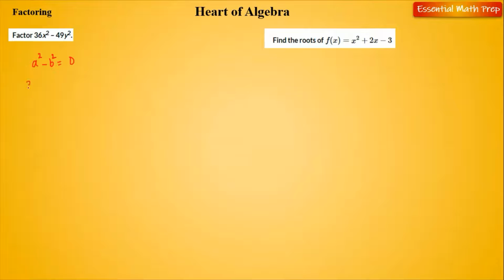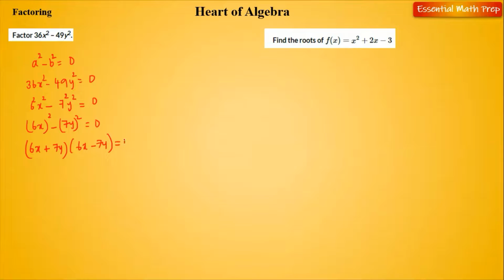Now use our previous knowledge of squares, then we know 36 is 6 squared, x squared, minus 49 is 7 squared, y squared equals 0. We can combine these two terms as 6x squared minus 7y squared equals 0. Now that mimics a squared minus b squared. So it's 6x plus 7y times 6x minus 7y equals 0.